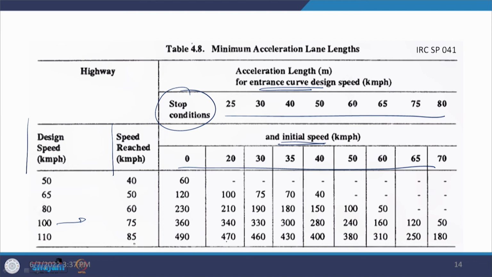So, for a combination of say 75 kilometers per hour as an approach speed at which the traffic is continuously moving on a main highway, and a condition where the initial speed is 40 kilometers per hour, the length of this acceleration lane is going to be 280 meters, and that is how we are going to find out the values from this chart.